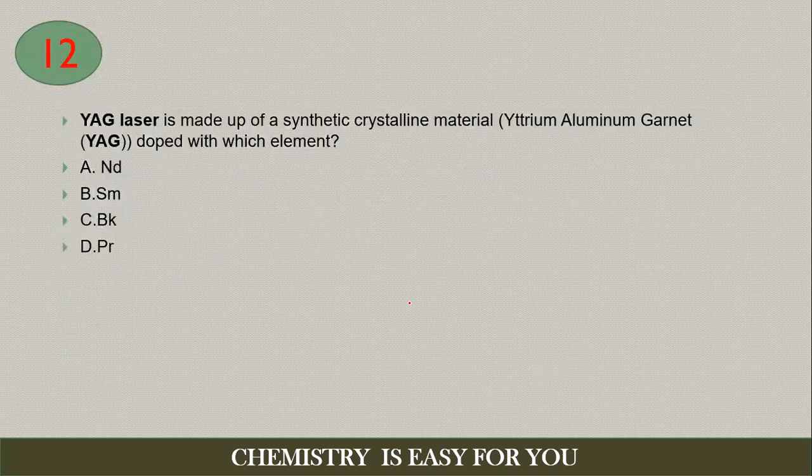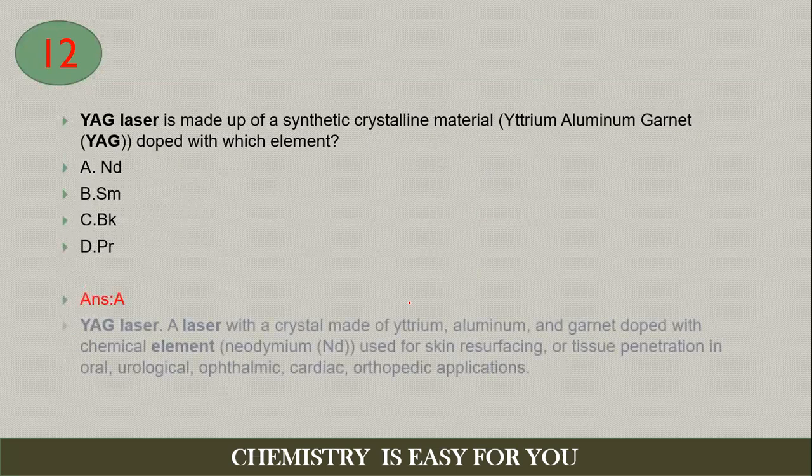Now, the final question of this video. The YAG, or yttrium aluminum garnet, laser is made up of a synthetic crystalline material doped with which element? So you know about yttrium, aluminum, and the garnet. Yttrium and aluminum we already know. Now the third element is one of the f block elements. You need to know which one that is. So option A is the answer.